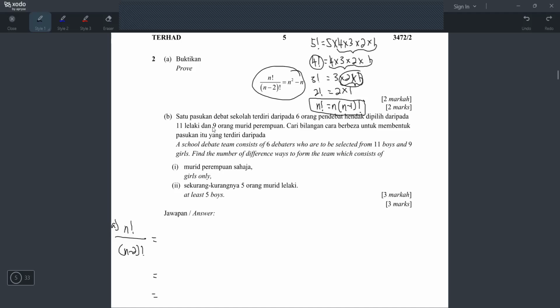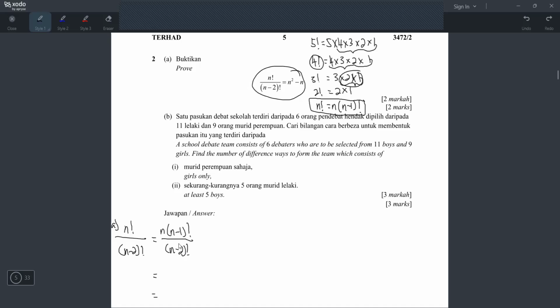Okay, so let's do this. N factorial over n minus 2 factorial. So n factorial is actually what? N multiplied with n minus 1 factorial, right? Do you agree? Okay, and then the denominator will be n minus 2 factorial. But in order to make sure I can cancel, because when we try to prove, we have to change to the right hand side. And if you look clearly at the right hand side, there's no fraction. So it means there must be some ways for me to cancel this n minus 2 factorial, right?